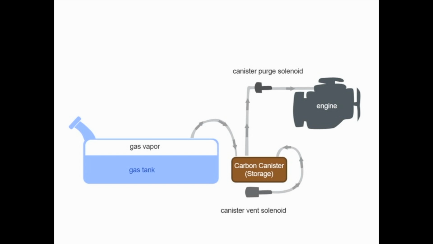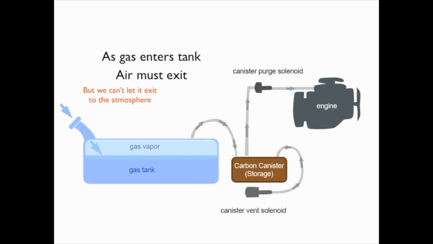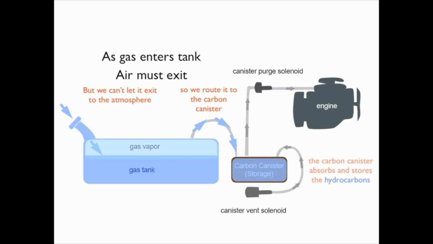Here's a diagram of our gas tank, and it's about half full. Notice that the bottom portion is the liquid, or the hydrocarbon, and the top is the gas vapor, or basically the atmospheric air mixed with the hydrocarbon particles. Now, when our gas tank is low and we need to add gas, as gasoline enters, the air must exit. But we can't let that air exit to the atmosphere any longer, so we have to route it to a carbon canister. Inside that carbon canister, the hydrocarbons are absorbed and stored. Then, because of the vent solenoid, we can let the air vent out to the atmosphere.